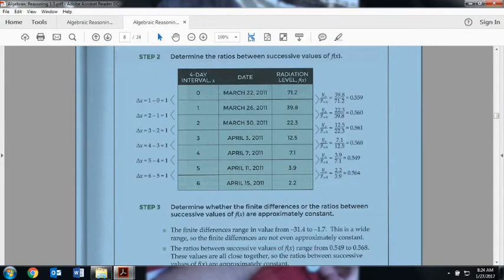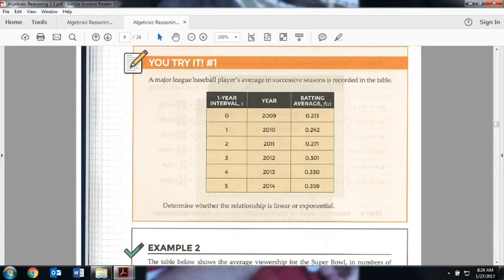Go ahead and try. You try me number 1. This is example 1. Go ahead and try me number 1. All right, for you try me number 1, a Major League Baseball player's average in successive seasons is recorded by the table. Determine if it's linear or exponential.